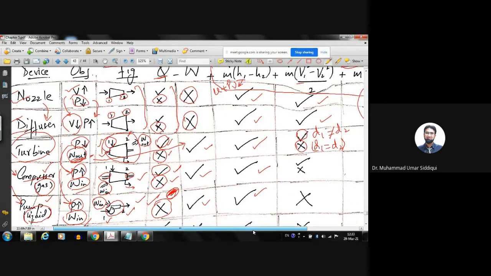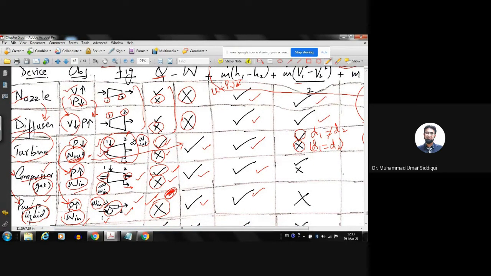Okay, let's talk about the change in the kinetic energy. For the case of compressor, it's like the turbine. If the inlet diameter is different from the outlet diameter, then this term will be there. However, if the inlet diameter is the same as the outlet diameter, then this term will not be there. For the case of the pump, most of the time the inlet and outlet diameters are the same, so you can ignore the kinetic energy effects. In the compressor, sometimes we have different diameter pipes at the inlet and exit. But for the pump, most of the time the inlet and exit have the same diameter pipe, so the kinetic energy effects are neglected.